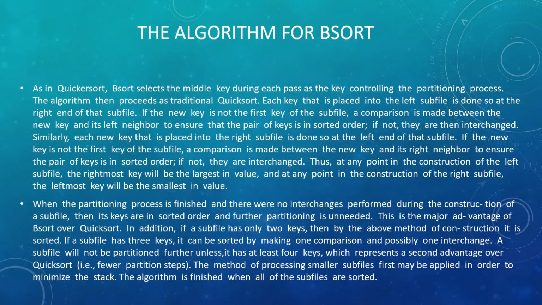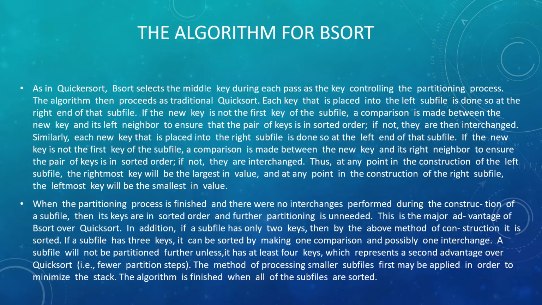The algorithm for bsort. As in quicksort, bsort selects the middle key during each pass as the key controlling the partitioning process. The algorithm then proceeds as traditional quicksort. Each key that is placed into the left subfile is done so at the right end of the subfile. If the new key is not the first key of the subfile, a comparison is made between the new key and its left neighbor to ensure that the pair of keys is in sorted order. If not, then they are interchanged.